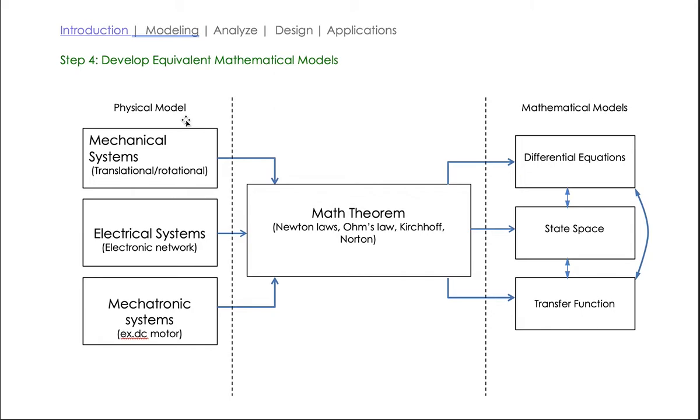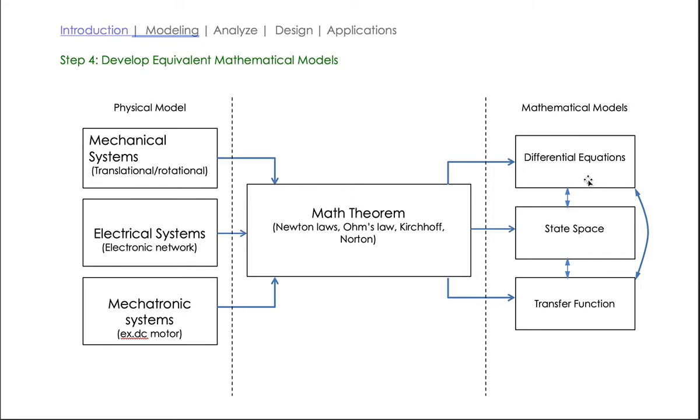So what we have to do, if it is a mechanical system, is use the mechanical system theorems such as Newton's laws, gravity laws, and so on. For electrical systems, we can use Ohm's law, Kirchhoff's laws, and so on. For mechatronics, we can combine those two. All right. From these theorems, we could produce a math model based on at least these 3 types. There are some other types, but we need to focus on these 3 types in this course.